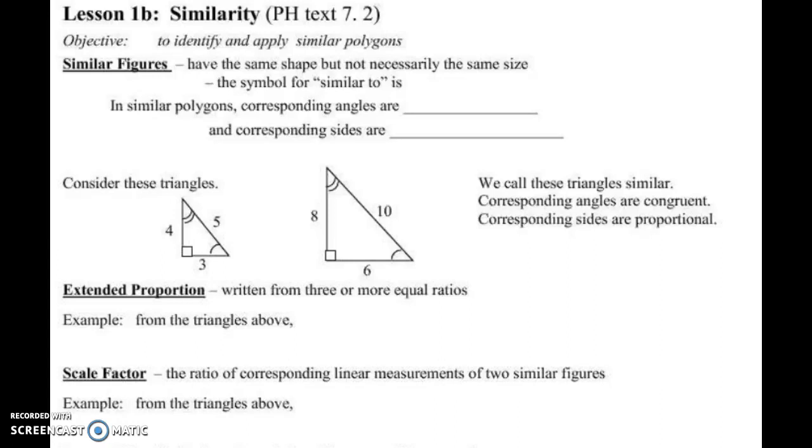Similar figures need to have the same shape, but not necessarily the same size. The symbol for similarity is this little squiggly line like that. So, in similar polygons, corresponding angles must be congruent, and the corresponding sides must be in the same proportion. They must be proportional.